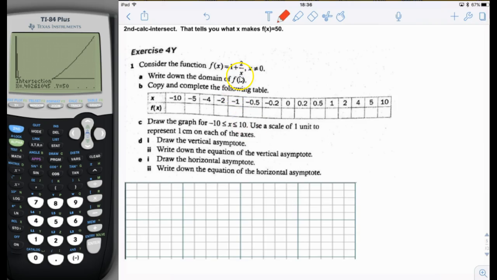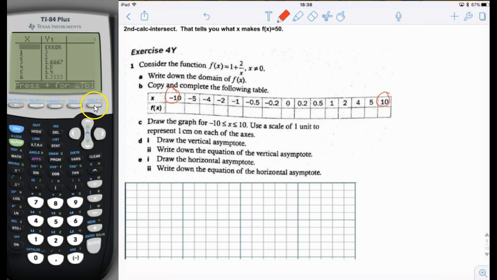Consider the function 1 plus 2 over x. So we're going to put that in. 1 plus 2 divided by x. And then we're going to delete that one. Okay, 1 plus 2 divided by x. And when we graph with zoom standard, this is how it looks. Okay? And then it asks us to complete the table.